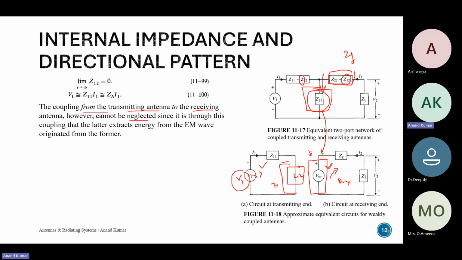So it cannot be neglected, since it is through this coupling that the latter extracts energy from the EM wave originated from the former. The former is the transmitter.